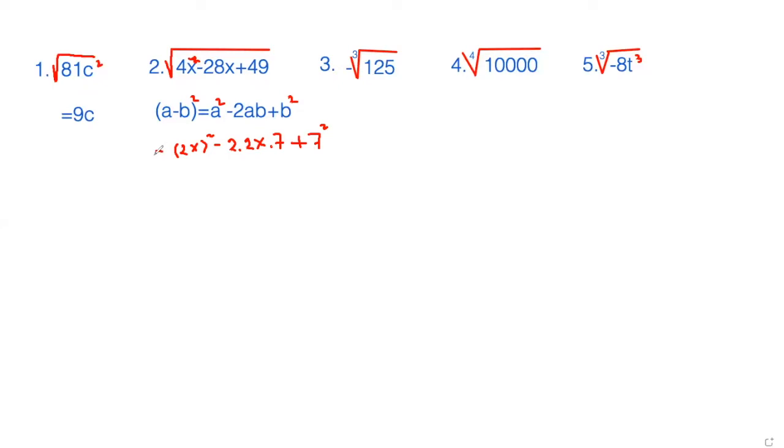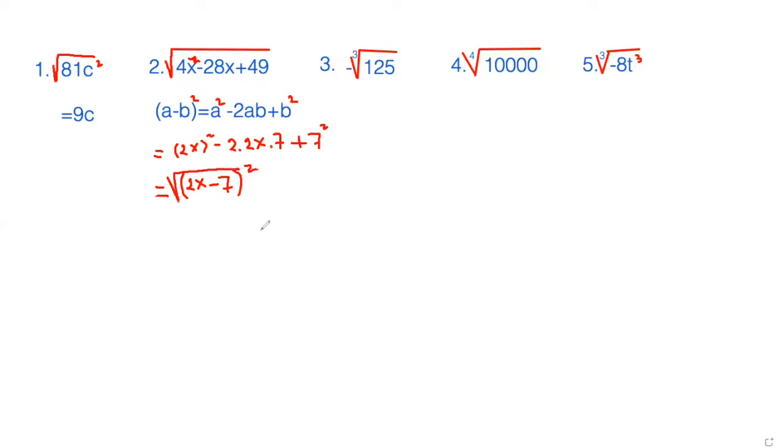So the whole thing matches with this expression. 2x is my a. So a square is 2x square, minus 2 times a is 2x and b is 7, and b square, b is 7 again, so 7 square. So the whole thing I can write down as a minus b, where my a is 2x, minus my b is 7, and square it. And keep the square root.